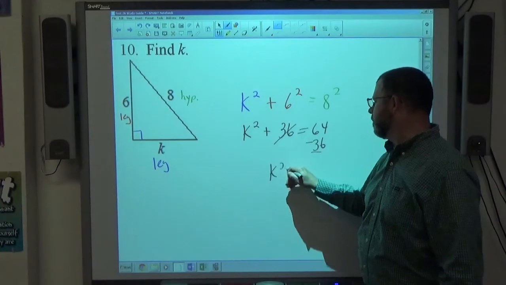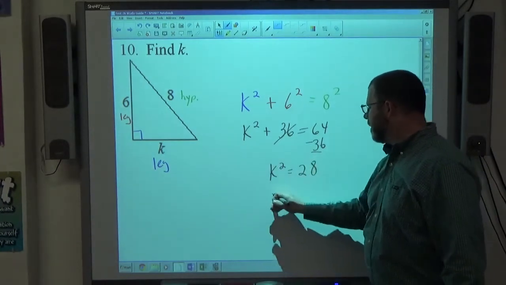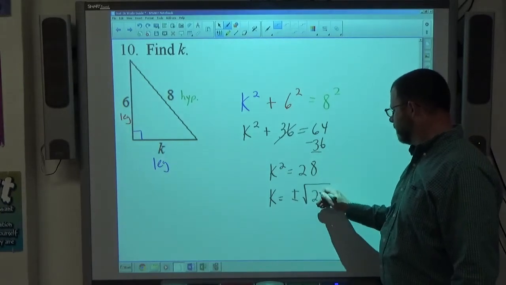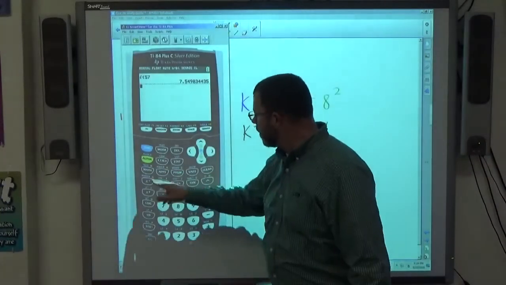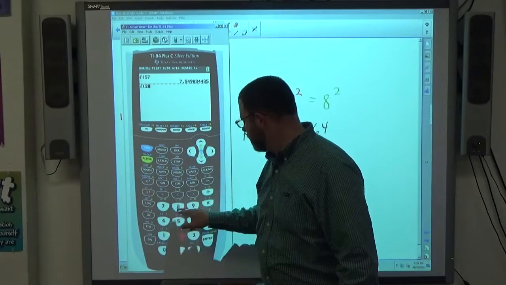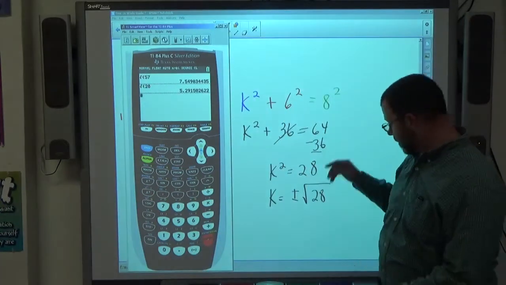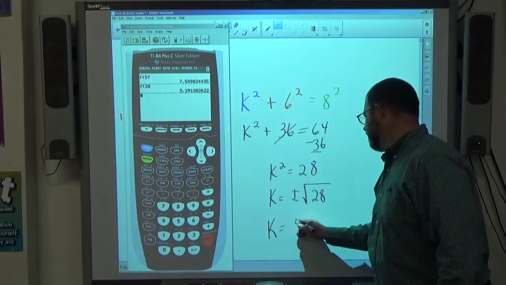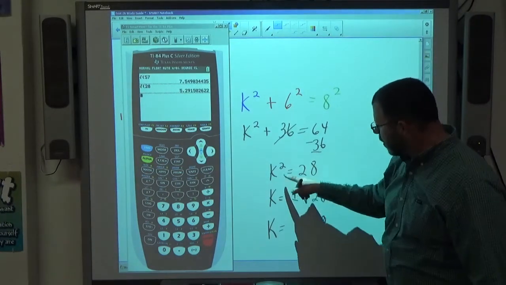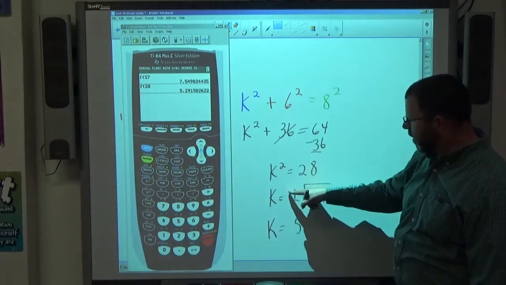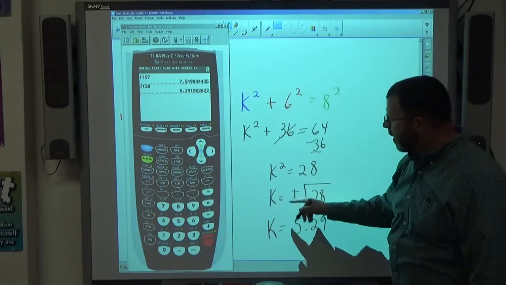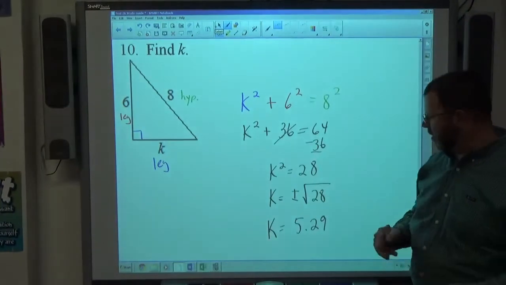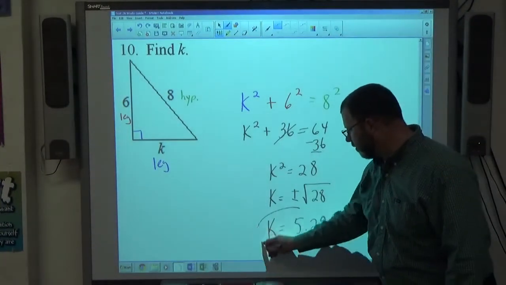So k squared is equal to positive 28. That means k is going to equal the positive or negative square root of 28. If I punch square root of 28 into my calculator, it gives me 5.29 and so on. I'm going to go with k equals 5.29. Notice, officially, k squared equals a number, so k equals plus or minus the square root. But since we're trying to find the leg of a triangle, and legs are positive, we take the positive square root only as our final answer.